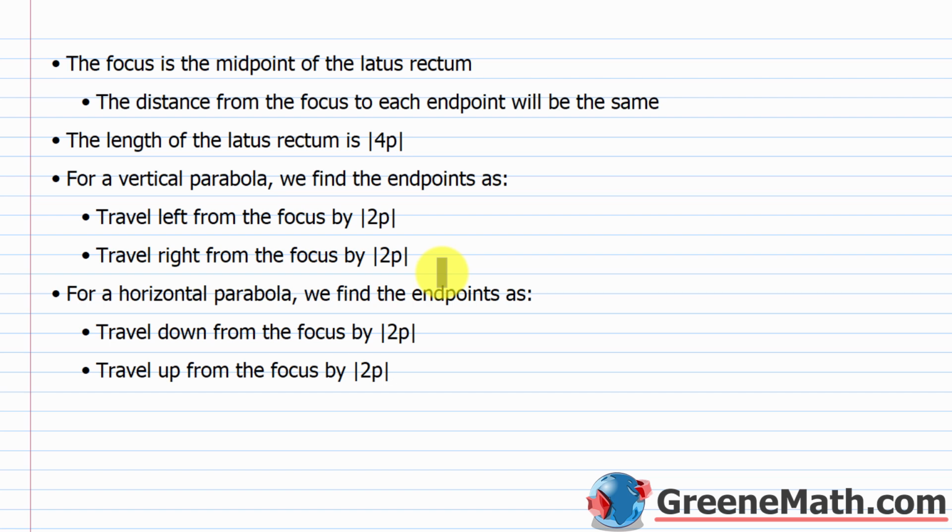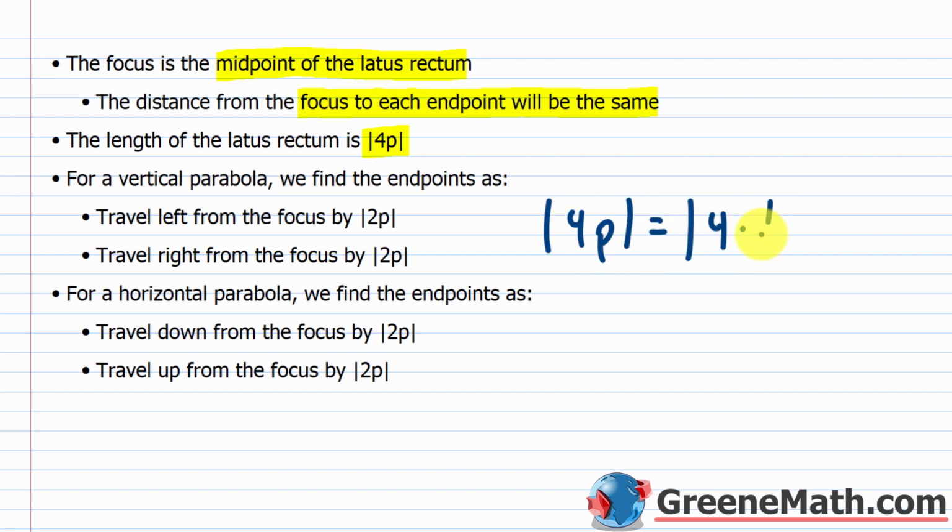So let me come back up. You could write this down if you didn't get it from the lesson. The focus is the midpoint of the latus rectum, so always remember that. So the distance from the focus to each endpoint will be the same. The length of the latus rectum is the absolute value of 4p. If you're asked for that, in our specific case, the absolute value of 4p is equal to the absolute value of 4 times 1/2, because p is 1/2. Let me note that up here. And this would be equal to the absolute value of 4 times 1/2 is 2, and so this would be equal to 2.